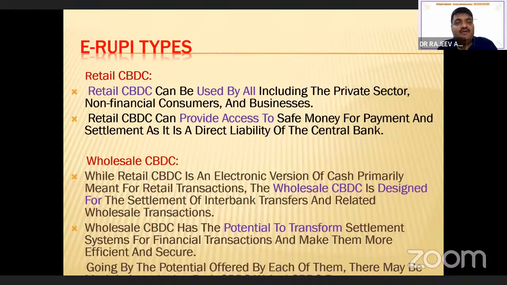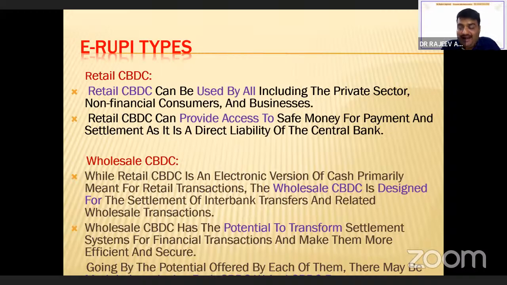The two types: retail can be used by the private sector, non-financial consumers and businesses, and it will provide access to safe money for payment and settlement as it's a direct liability. Wholesale is used in bulk by many bigger companies. It is the electronic version of cash, primarily for retail transactions. It is designated for settlement of interbank transfers.